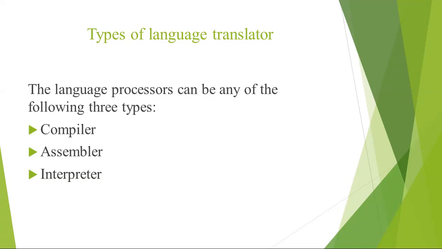Now let's move toward the types of language translators. A language processor can be any of the following three types. There are three different kinds of language translators. One is known as compiler, the other one is assembler, and the third one is interpreter.